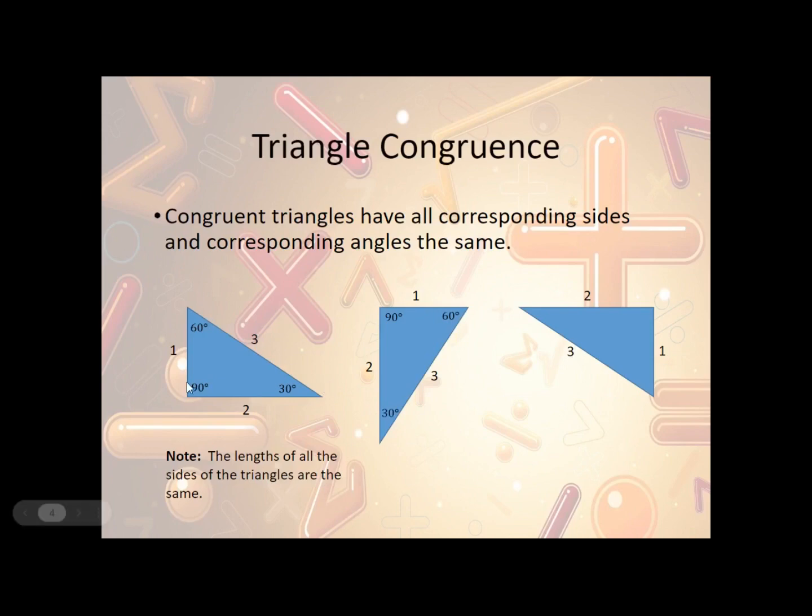Then we can do it again. We have our 90-degree angle. Well, now that angle is up here, so this is my 90. Then I have my 60-degree angle, which is right here. Then my 30, which is now right here. So again, all the measures of the angles are the same as well.